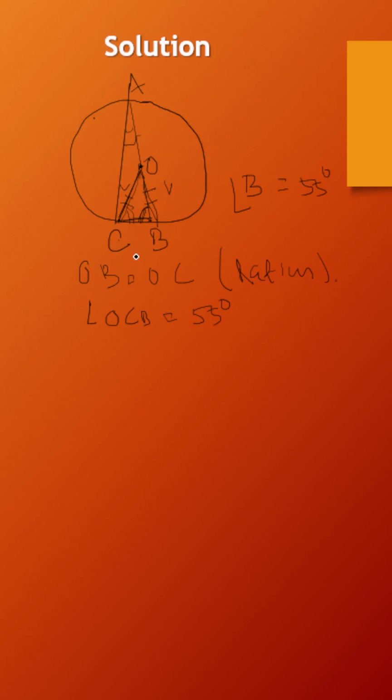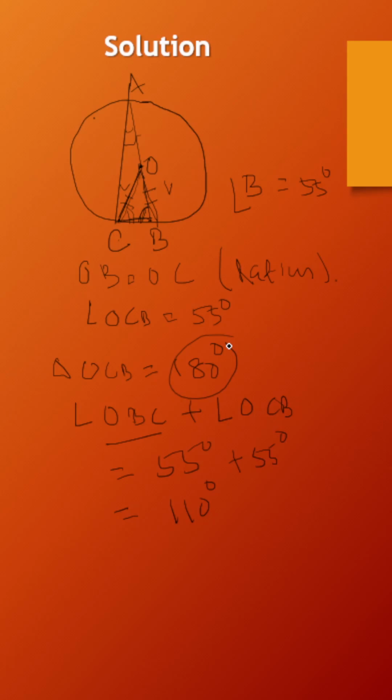So now in this triangle OCB, what is the total value? It is equal to 180 degrees. We have already got OBC plus OCB equals 55 degrees plus 55 degrees. OBC has been given to us and we have just found out that OCB is also the same, so it becomes 110. So if the total angle value is 180 degrees and the two angles sum to 110, what will be the value of angle O, or the COB angle?